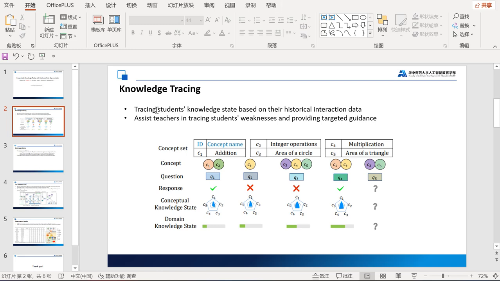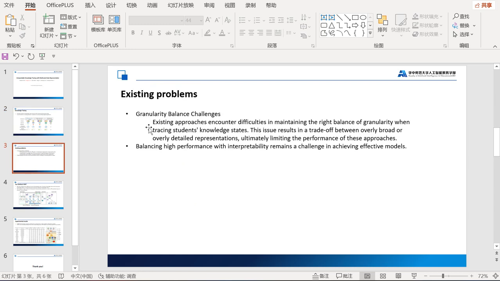Knowledge tracing involves tracing students' knowledge state based on their historical interaction data. We have presented a simple example of knowledge tracing, where each question is associated with one or more concepts. Students practice on different questions, gradually increasing their knowledge during the learning process. Effectively, knowledge tracing can assist the teacher in identifying students' weakness and providing targeted guidance.